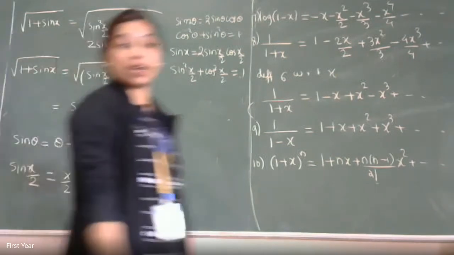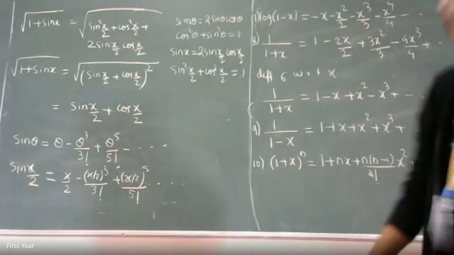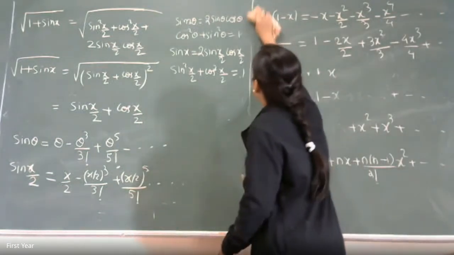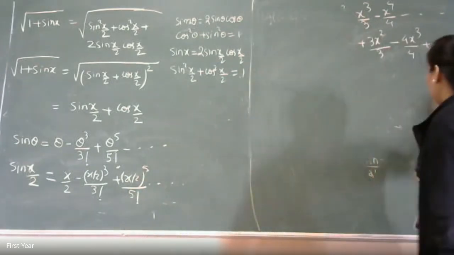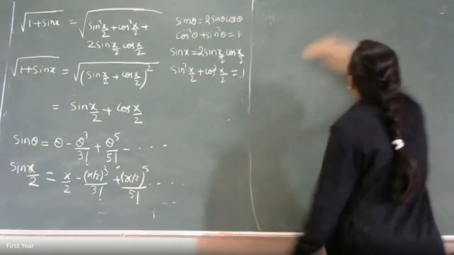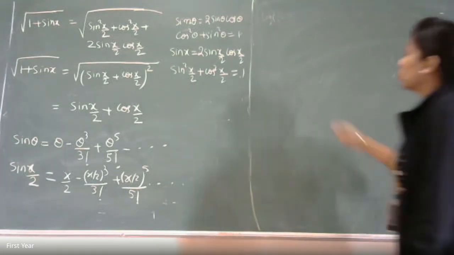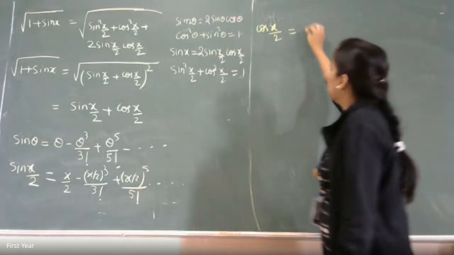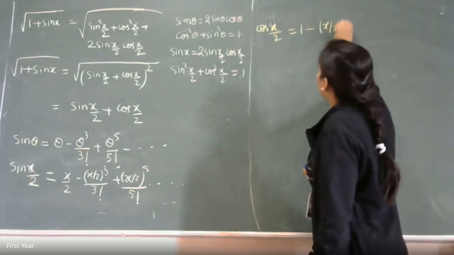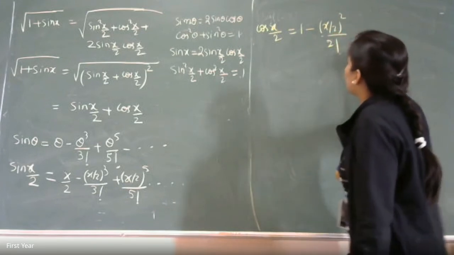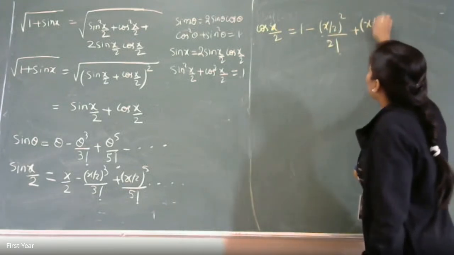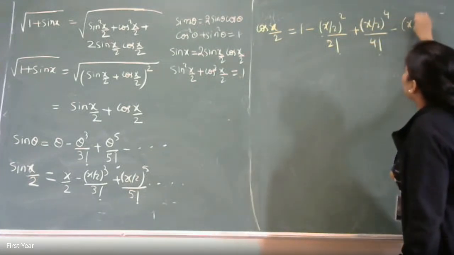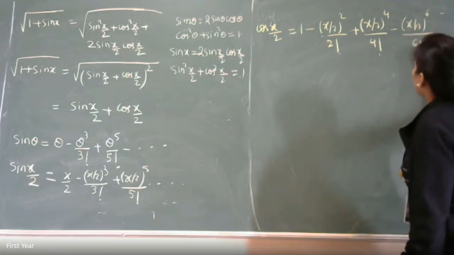Similarly, you write down the expansion for cos. That will give you the final answer. Is it okay? So substitute and see, please. Similarly, cos x by 2 will be on even powers, that is 1 minus x by 2 square by 2 factorial plus x by 2 raised to 4 by 4 factorial minus x by 2 raised to 6 by 6 factorial.